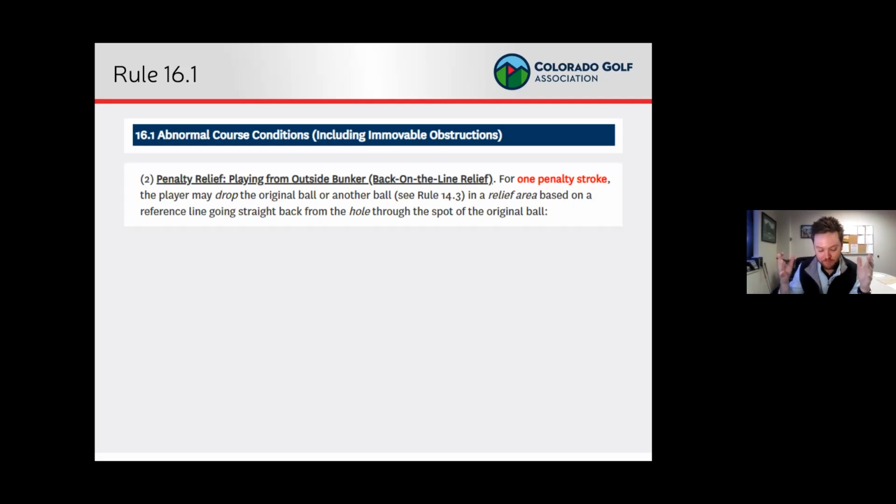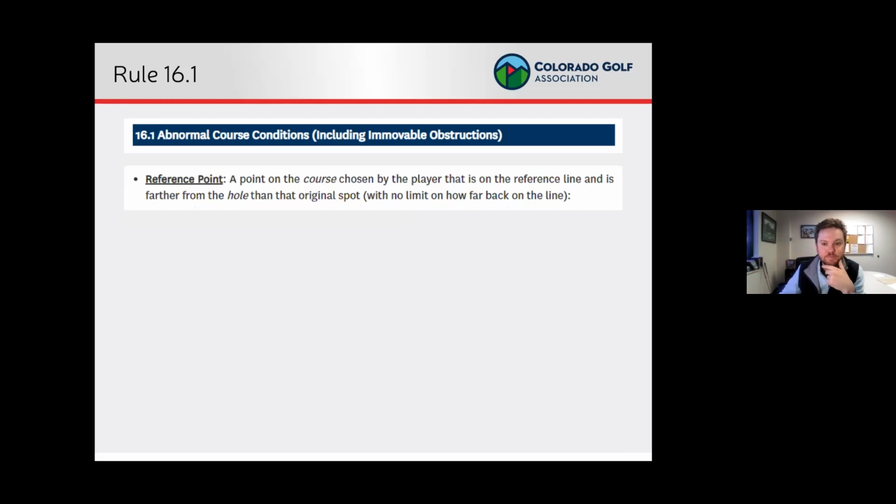So where it originally, let's say, came to rest in an area of temporary water, a little puddle in the bunker, that spot is establishing a line with the flagstick. Go back as far as you want to go outside the bunker. It's one penalty stroke. So when we do this, the reference point is a point on the course chosen by the player that is on the reference line and is farther from the hole than the original spot, with no limit on how far back on the line. This is inferring that it's out of the bunker, and it's that bunker in question.